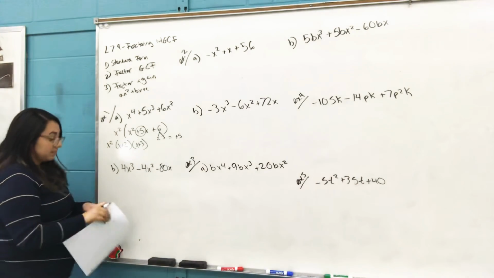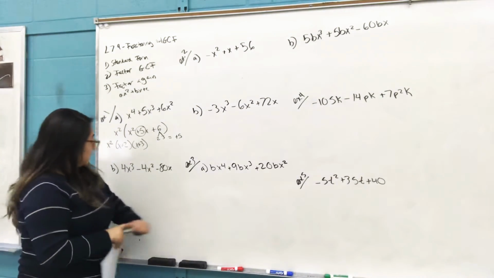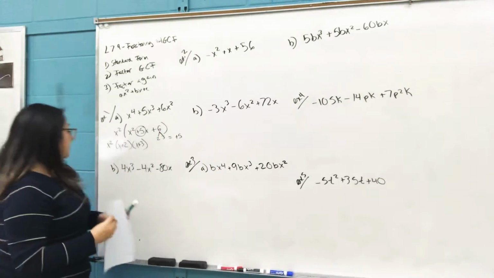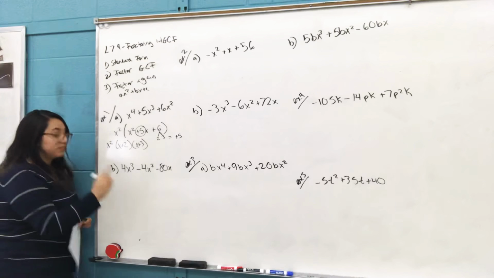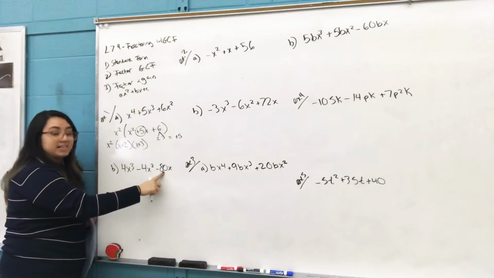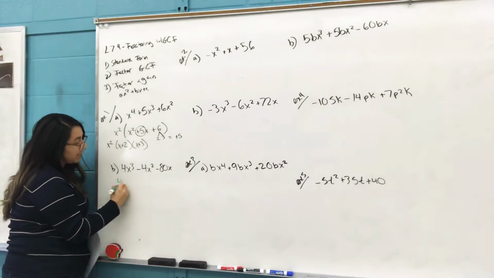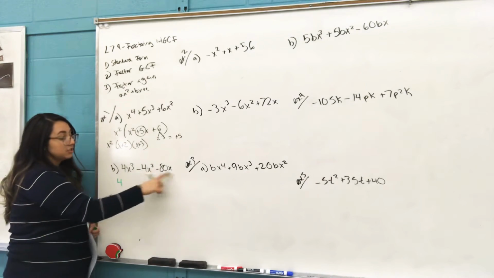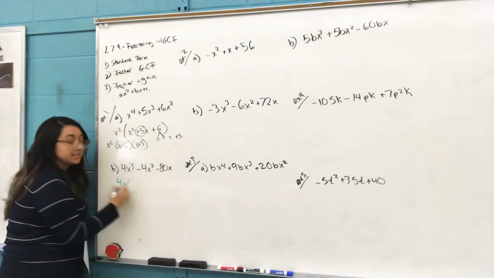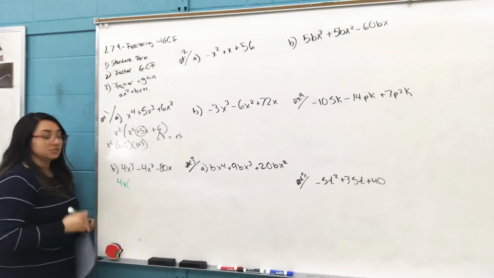B. I'm going to do different colors. 4x cubed minus 4x squared minus 80x. Always look for the number first. 4, 4, 80. It looks like they have a 4 in common. Now let's look at the variable. 3, 2, and then x. You always grab the lesser of the 3, which is just x to the 1 power.